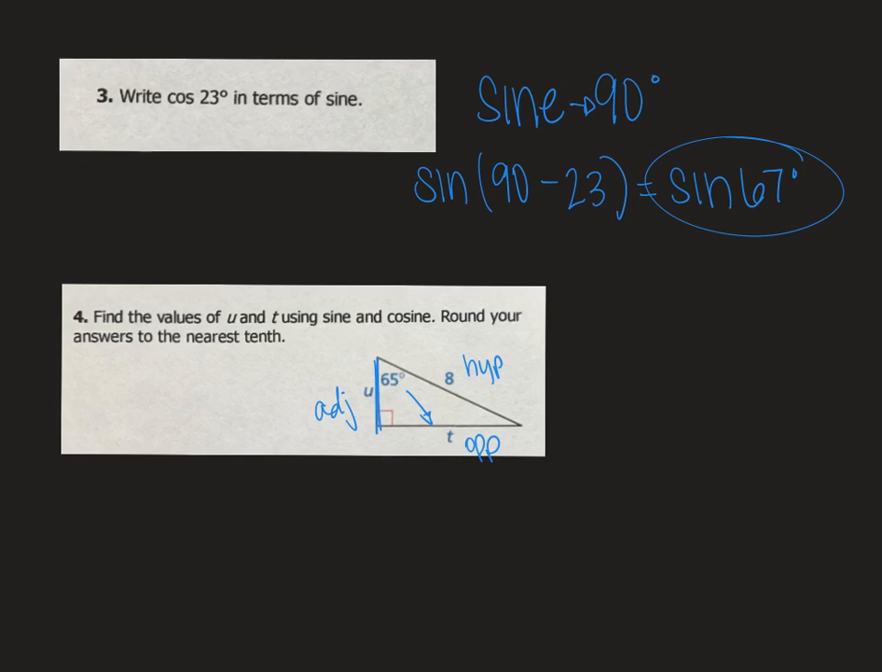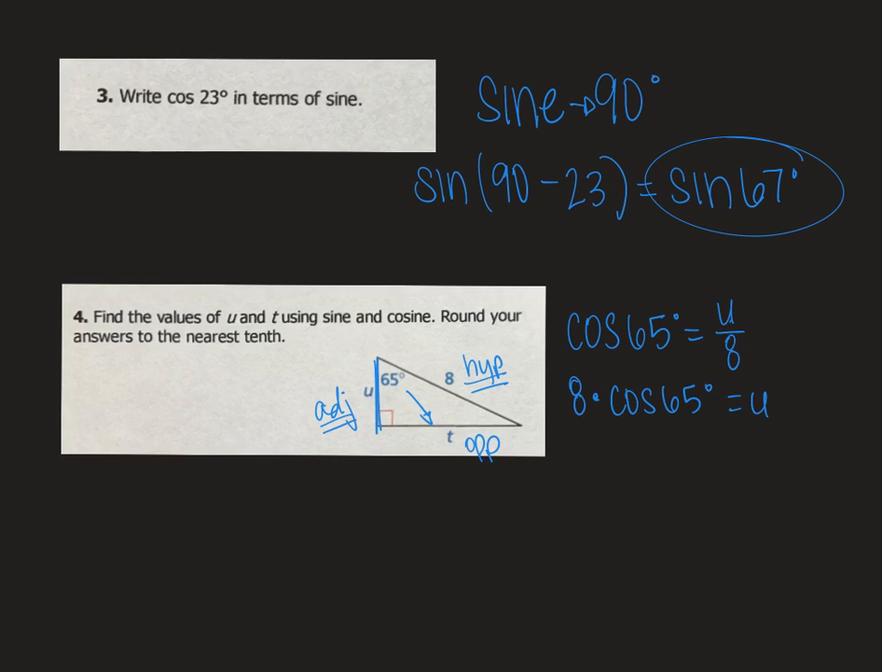So if we solve for U first, it's our adjacent side, and we know our hypotenuse. So you have to use the side you know. So adjacent and hypotenuse is our cosine function. So we would say the cosine of 65 degrees, just like we did with tangent, only we're using sine or cosine now. So cosine of 65 degrees is our adjacent side of U over 8. So remember, to get U by itself, we're just multiplying both sides by 8.